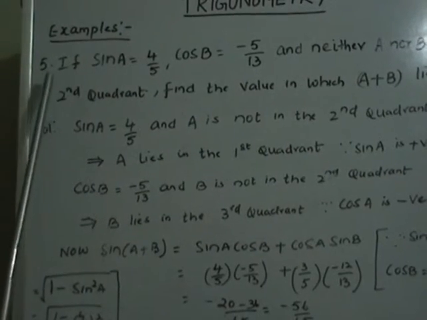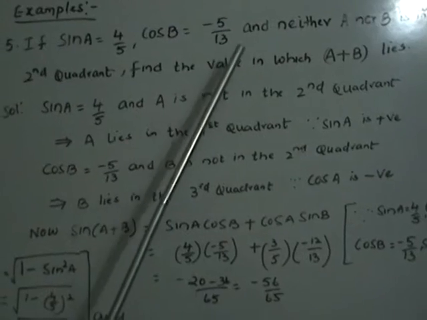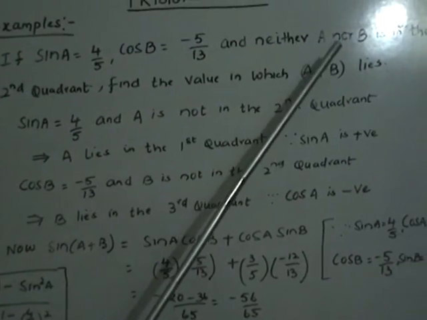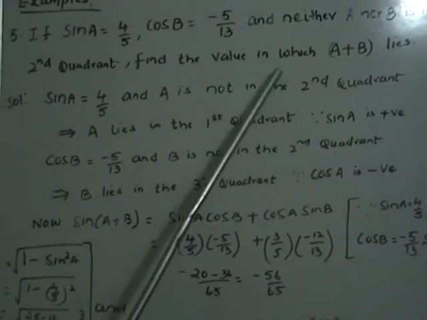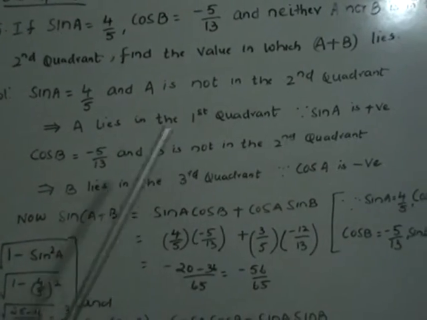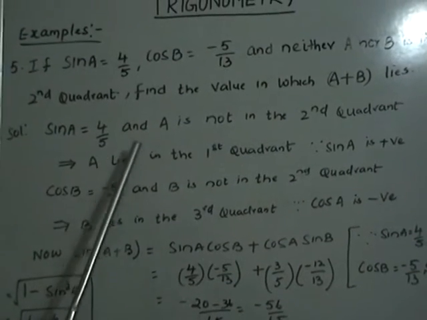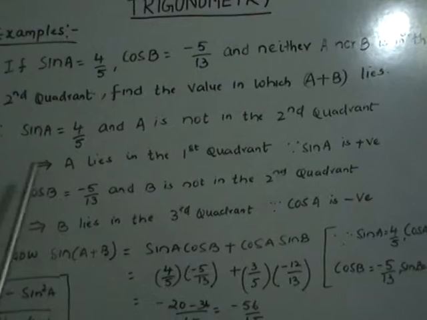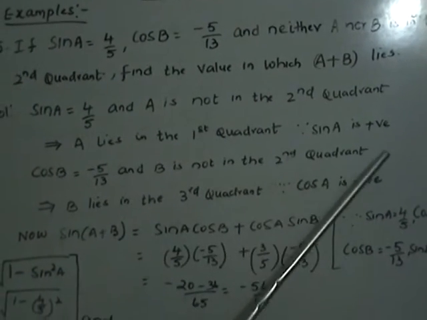Let us see another example. If sin A is equal to 4 by 5, cos B is equal to minus 5 by 13 and neither A nor B is in the second quadrant, find the value in which A plus B lies. Solution: given that sin A is equal to 4 by 5 and A is not in the second quadrant, therefore A lies in the first quadrant because sin A is positive.